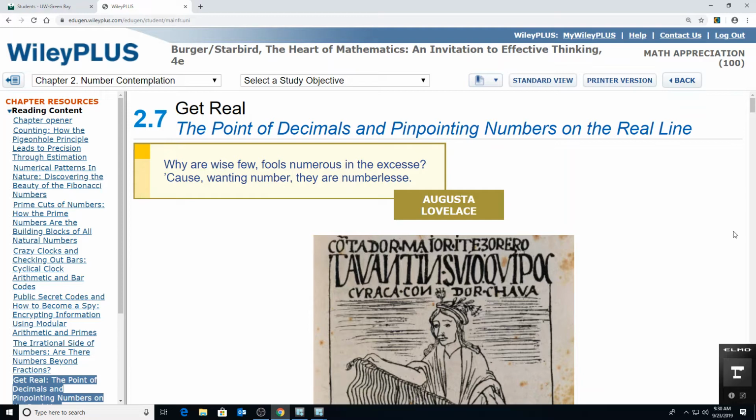Before we continue on in section 2.7, does anybody have any homework questions?